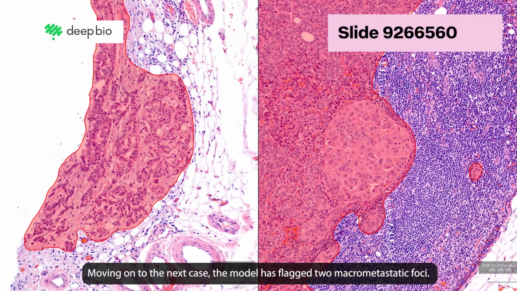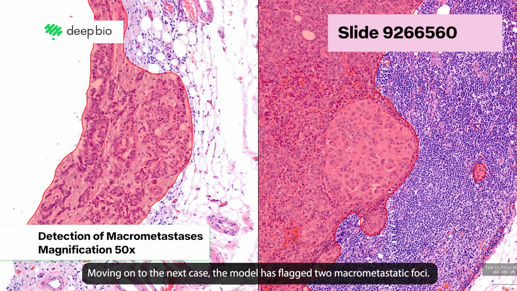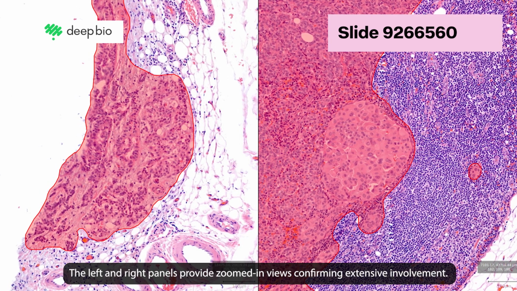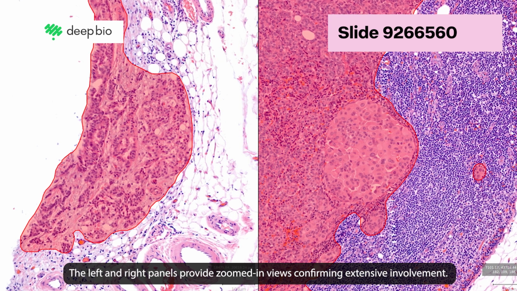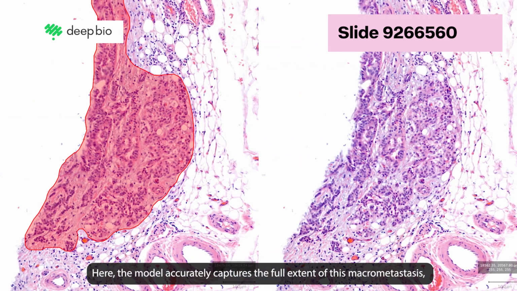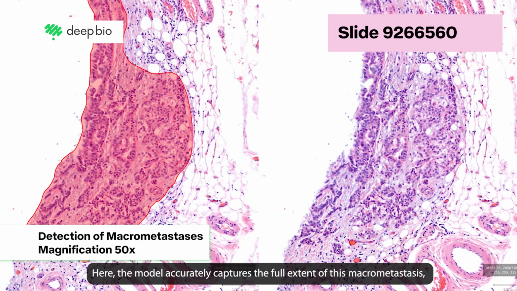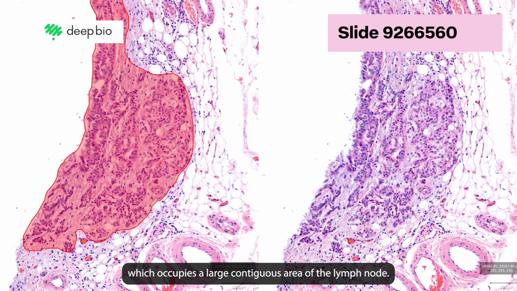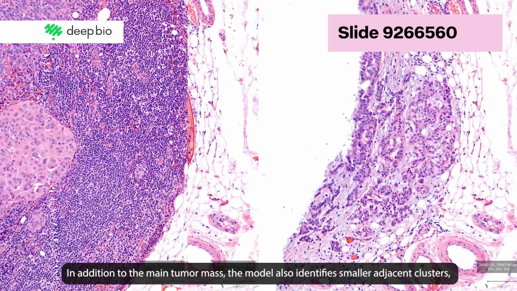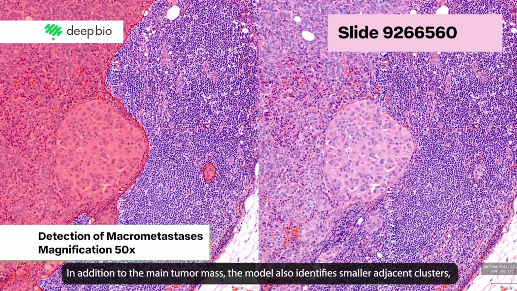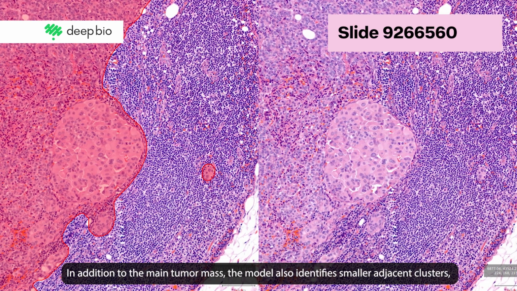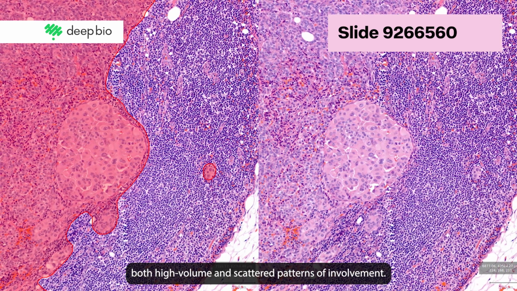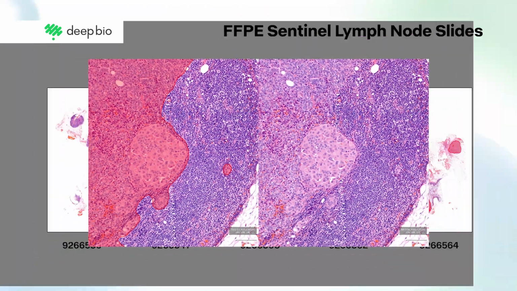Moving on to the next case, the model has flagged 2 macrometastatic foci. The left and right panels provide zoomed-in views confirming extensive involvement. Here, the model accurately captures the full extent of this macrometastasis, which occupies a large contiguous area of the lymph node. In addition to the main tumor mass, the model also identifies smaller adjacent clusters, showing good performance across both high volume and scattered patterns of involvement.